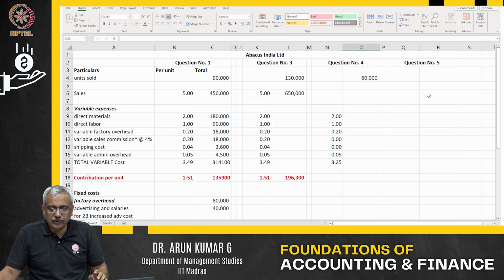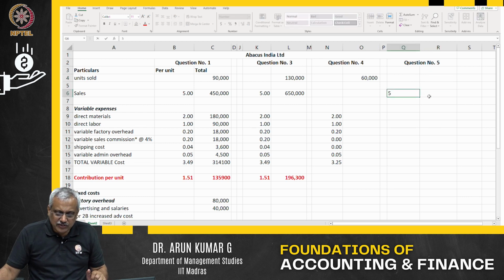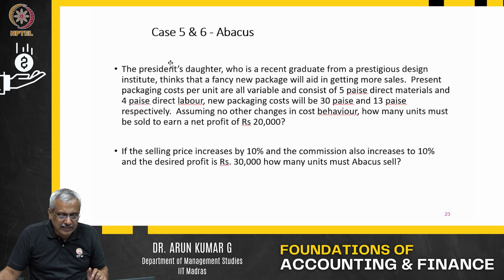Let's look at how many units will be sold. Now we don't know the number of units. We know that the selling price is going to be about 5 because she is not changing the price anywhere. That is the present packaging cost. Our precision thinks that in fact they will get more sales. Present packaging costs are variable, and so on. Assuming no change in the cost behavior.